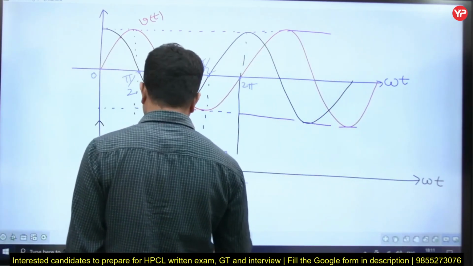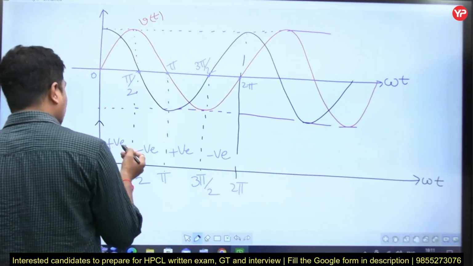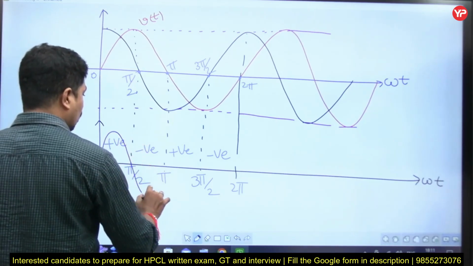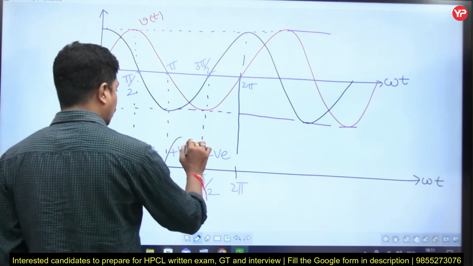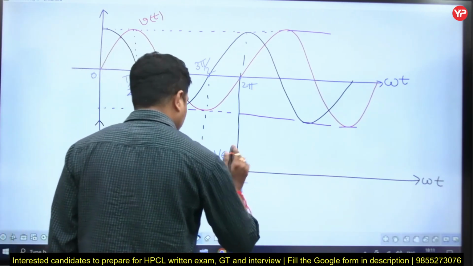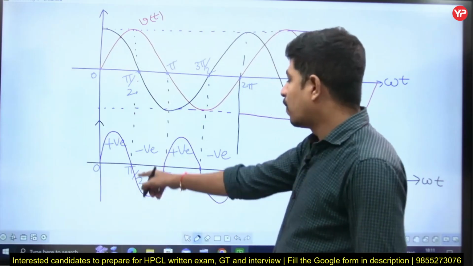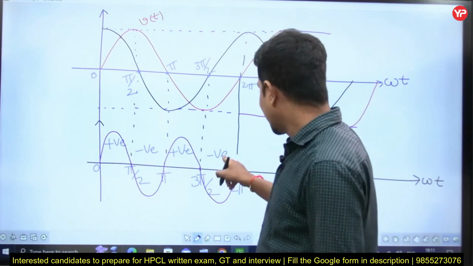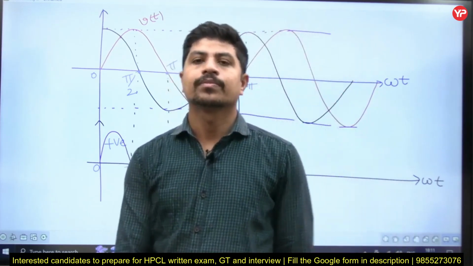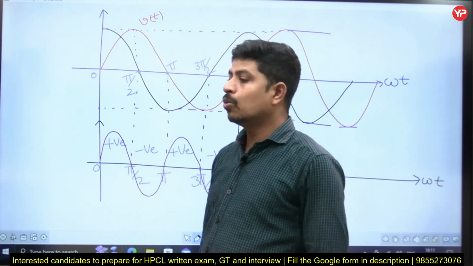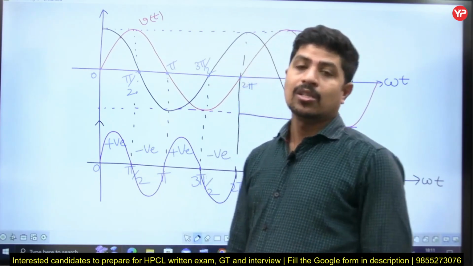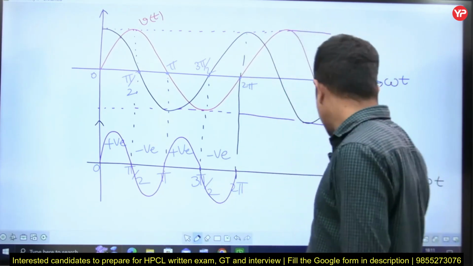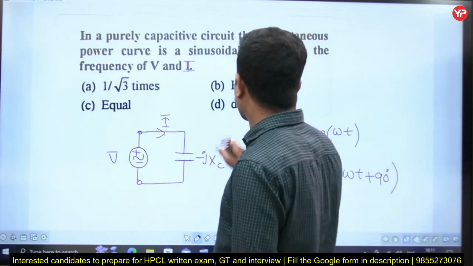Let me draw. The shape of the waveform is not that important for me, I'll draw sinusoidal only. Power is positive, negative, positive, and negative. Observe it carefully. For one full cycle, I got 2 full cycles of power. So the frequency of power is double that of the voltage and current supply frequency. Come back here, it is double.